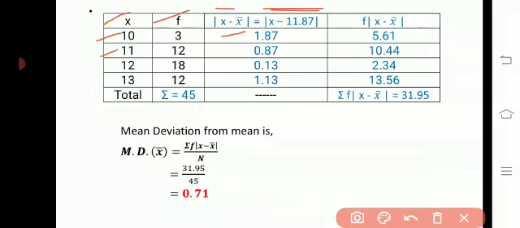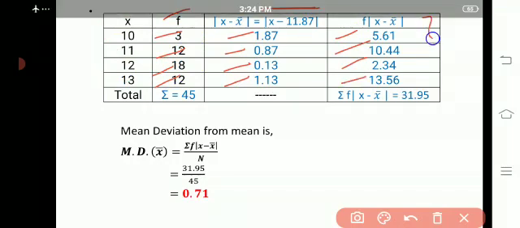Similarly, 11 minus 11.87, you will get 0.87. 12 minus 11.87, you will get 0.13. And 13 minus 11.87, you will get 1.13. Also, we require the total of frequencies, so that is capital N is equal to 45. Then after this, we have to multiply this frequency with these absolute value of x minus x bar values. So 3 into 1.87, you will get 5.61. 12 into 0.87, you will get 10.44. 18 into 0.13 is 2.34. And 12 into 1.13 you will get 13.56.